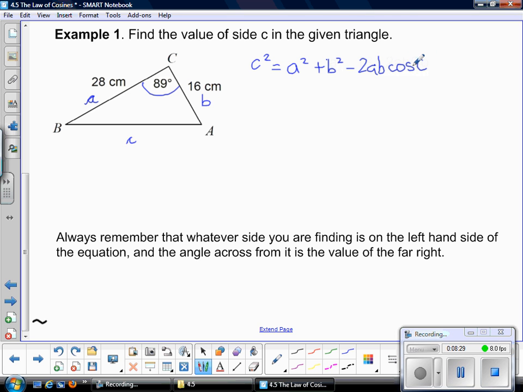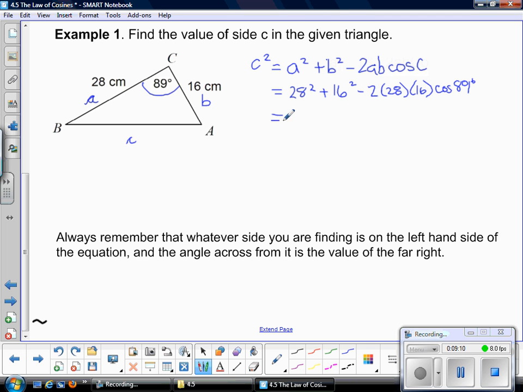So now it's just a matter of substituting what we know. A is 28. So 28 squared plus 16 squared minus 2 times 28 times 16 times the cos of 89 degrees. Now, I'm going to be perfectly honest with you. If students are going to mess up this formula, it's going to be right here, right at this end. These are all being multiplied together. You have to follow order of operations.